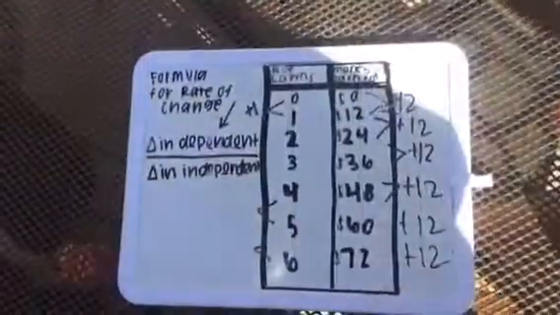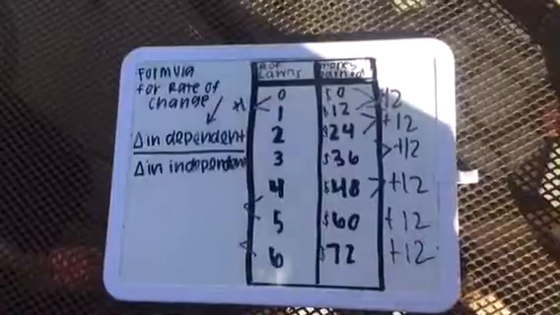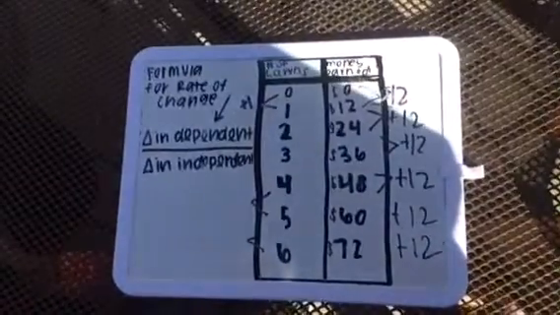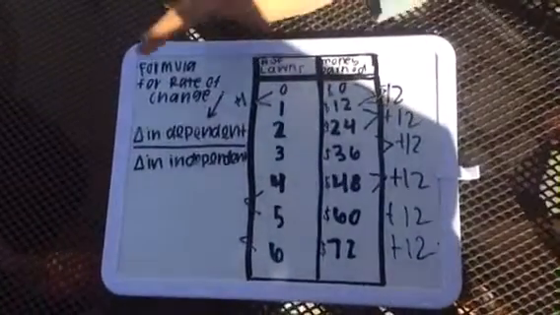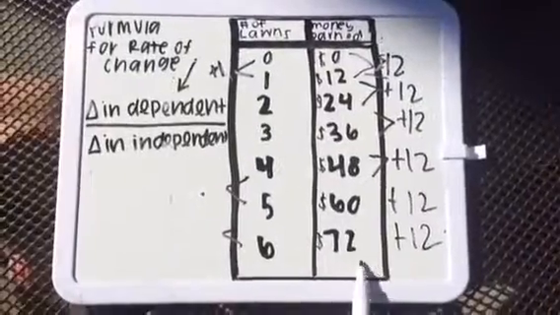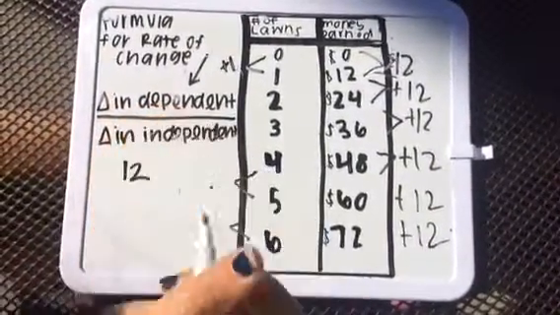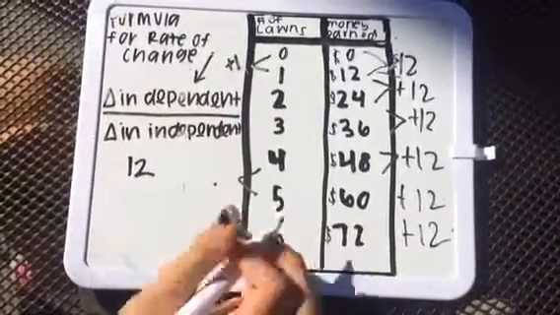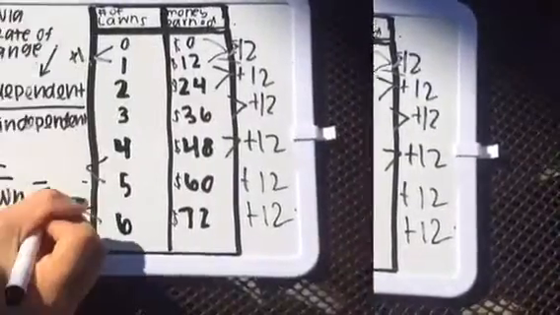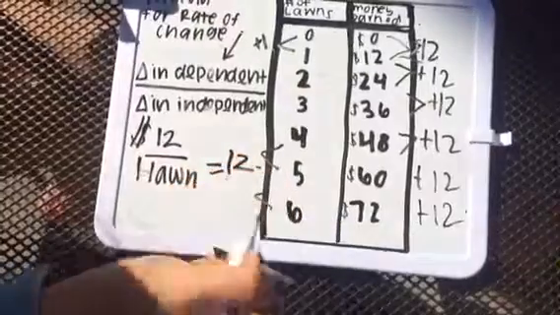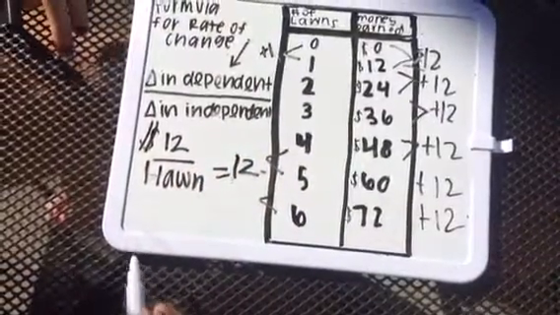To find the rate of change, you want to use the formula change in dependent over the change in independent. The triangle means change. So you're going to find your dependent variable, which is your money earned, so you're going to put 12. And then you're going to find your independent variable, which is 1. So now you can see that it simplifies down to $12 for one lawn.